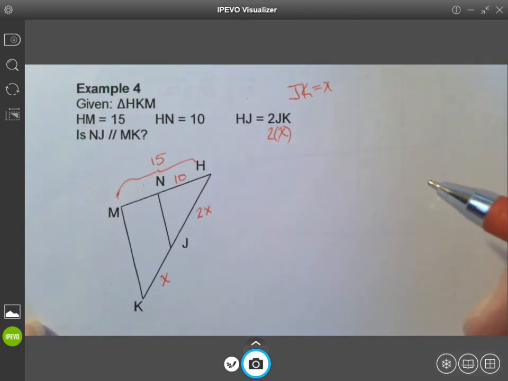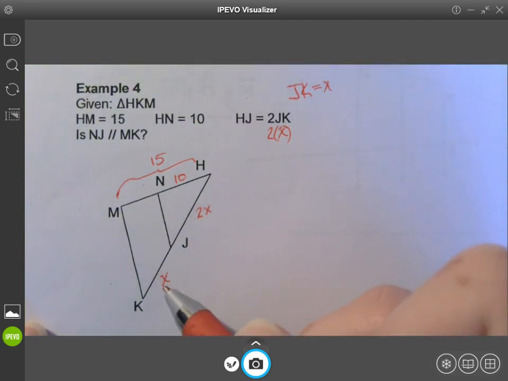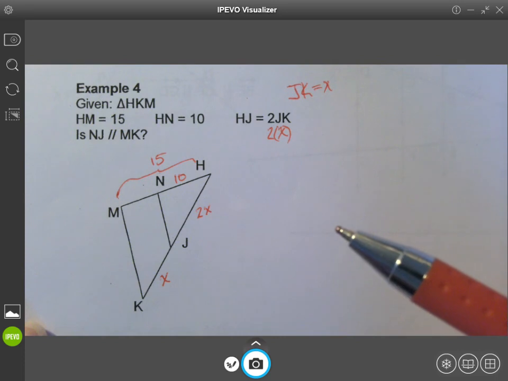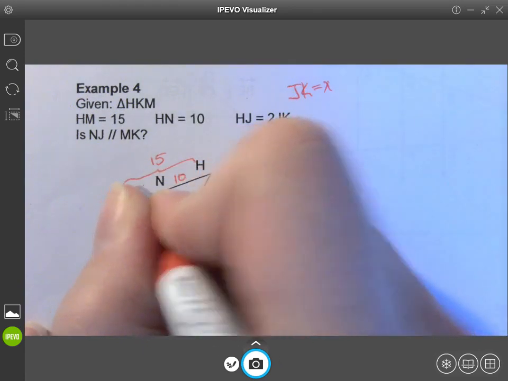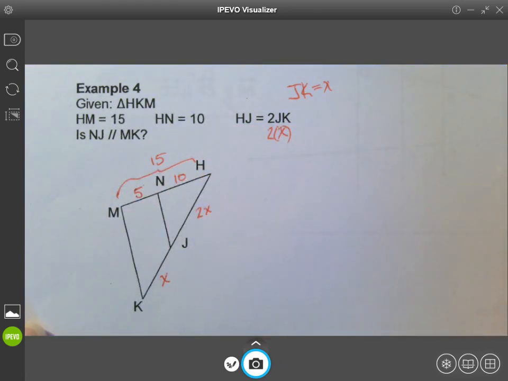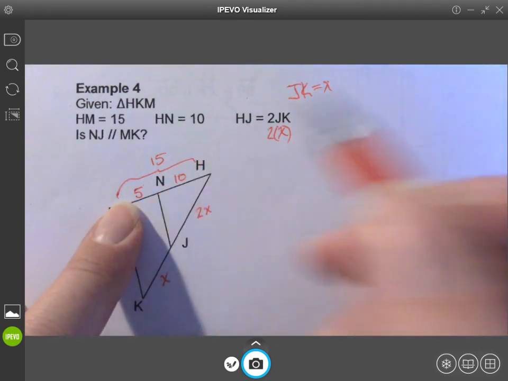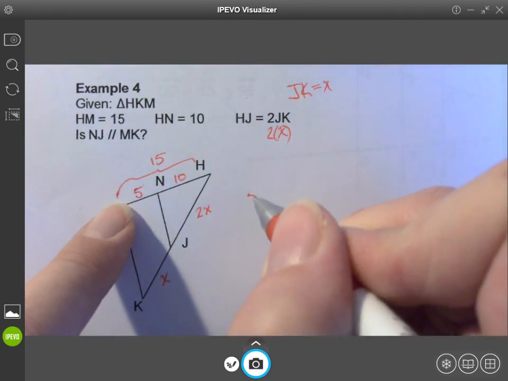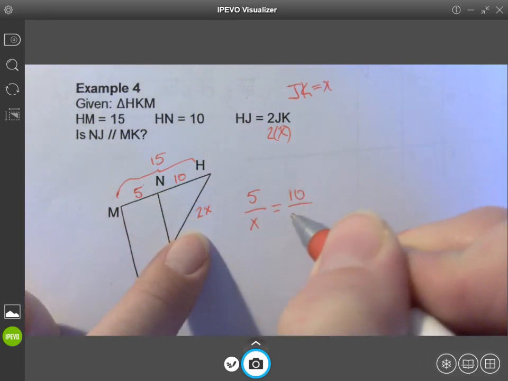Now that doesn't look like it's drawn to scale at all, guys. I say that because this is twice this length. It doesn't look like that, but that's what it's saying. And if this is 10 and the whole thing's 15, wouldn't this piece be 5? So I'm going to use that. Instead of using the 15, if that's 10, that's 5. And here's what I'm going to do. 5 over X should be equal to 10 over 2X.